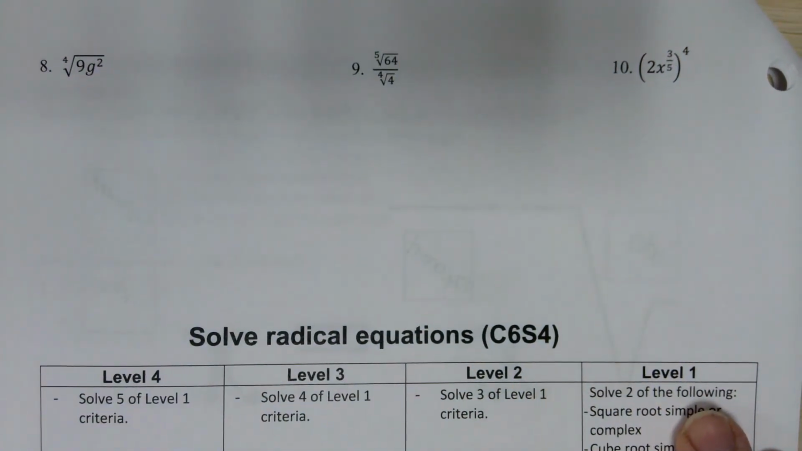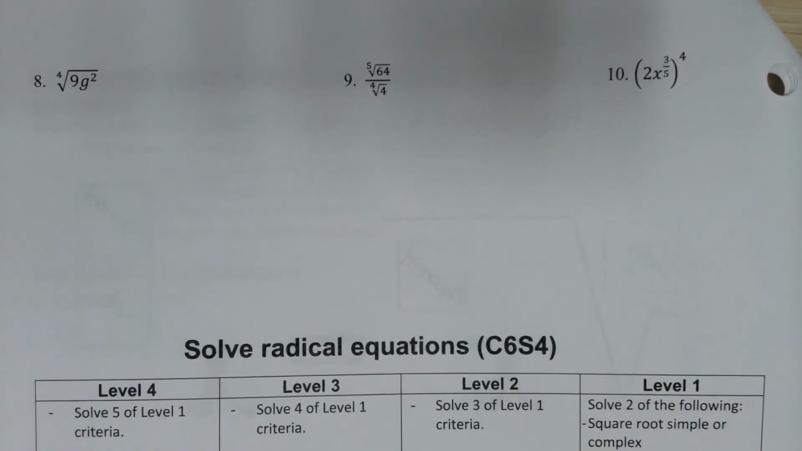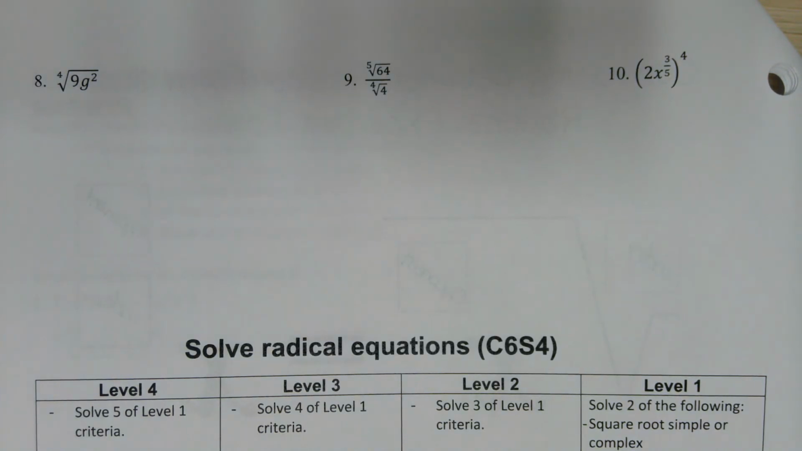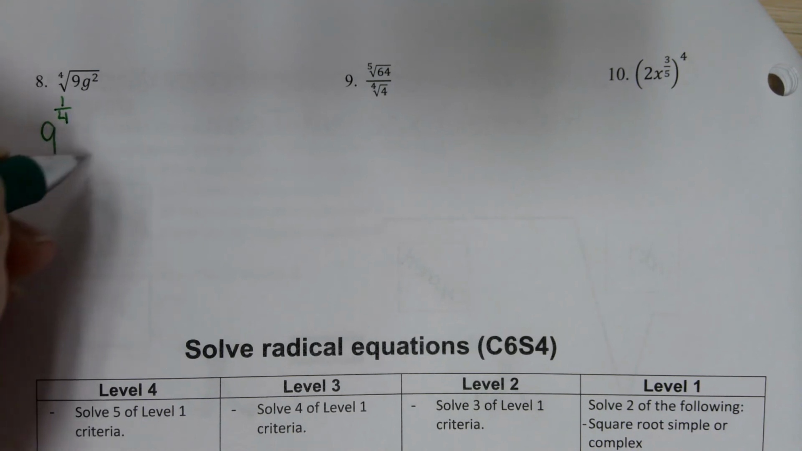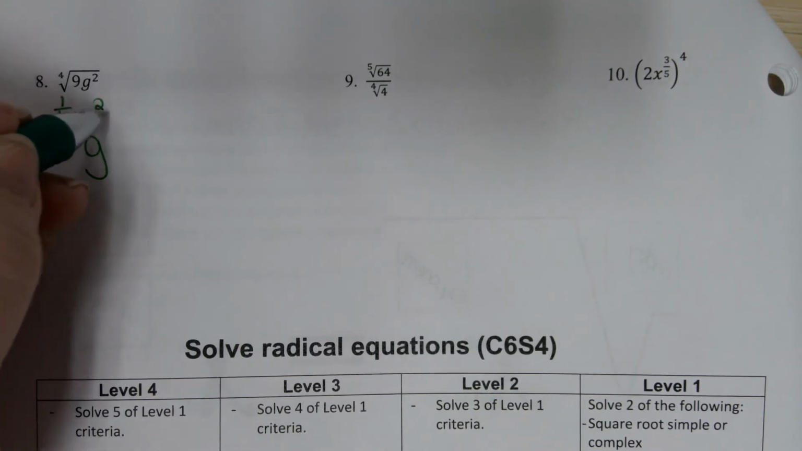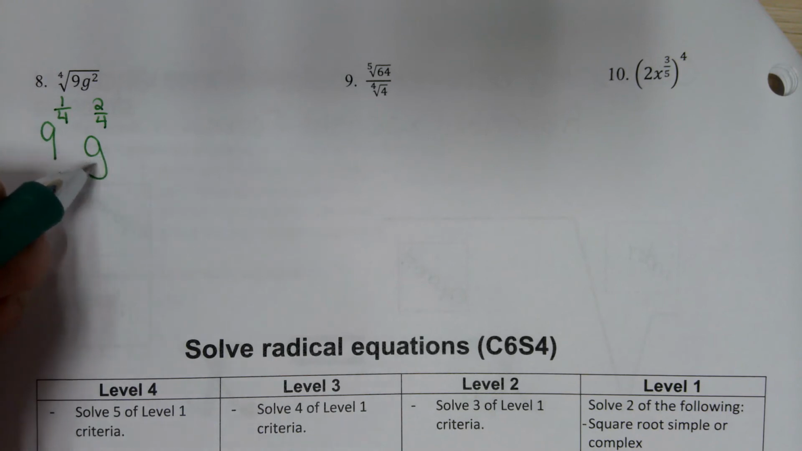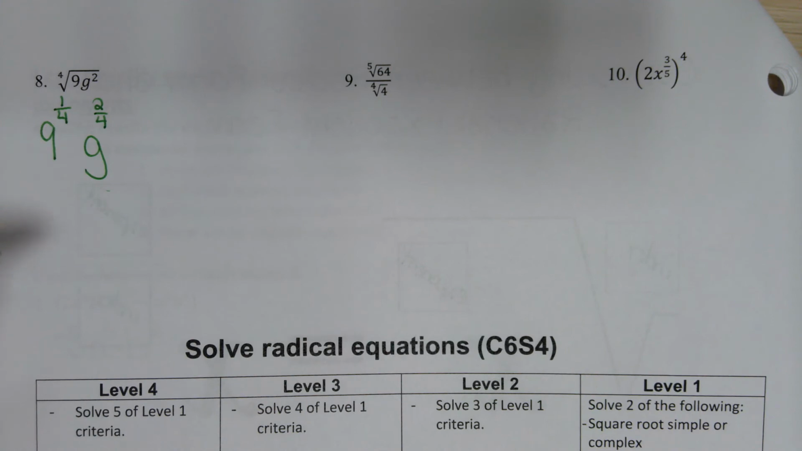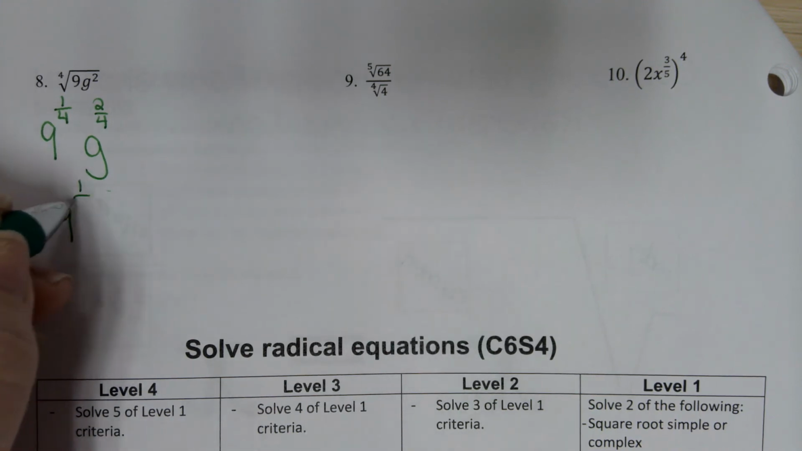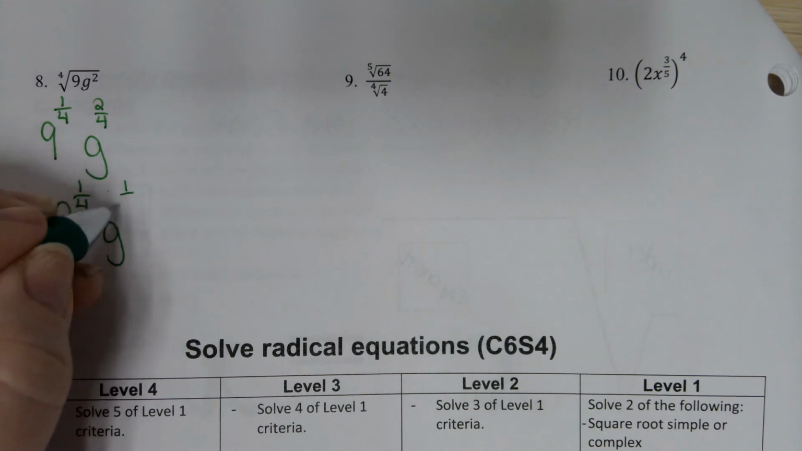Turn the page. Look at number 8. So with number 8, when we are working to simplify these, we're going to write them in rational form, 9 to the 1/4 and g to the 2/4. And the benefit of writing it this way is that I can reduce that 2/4 to be 1/2. So I have 9 to the 1/4 and g to the 1/2.